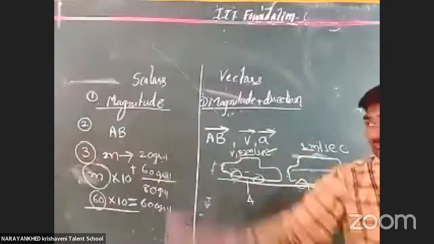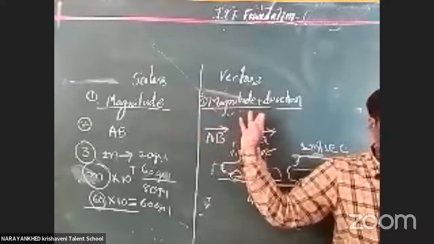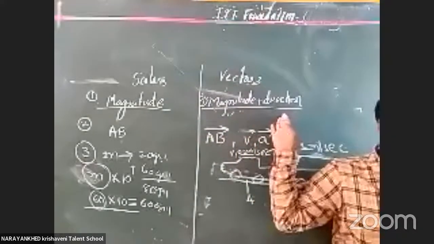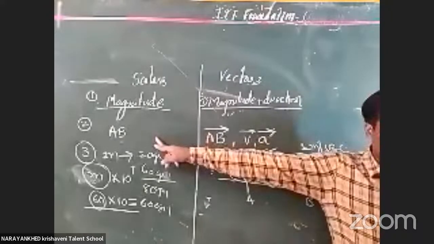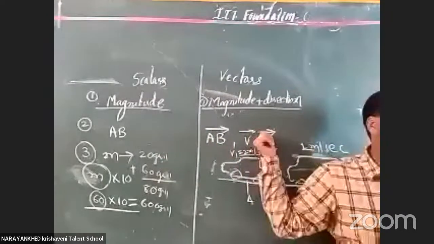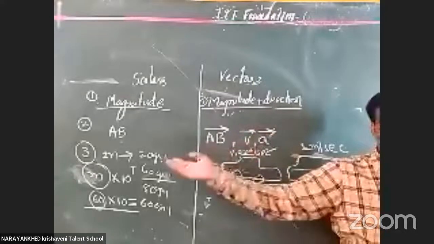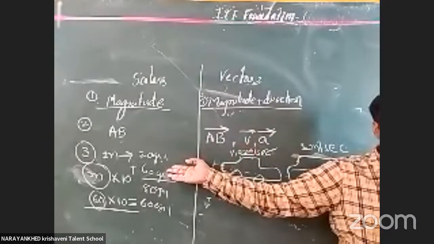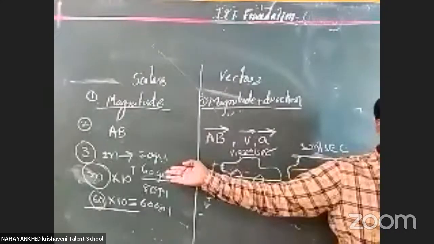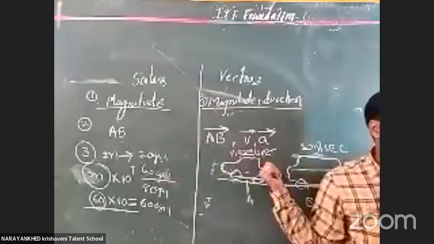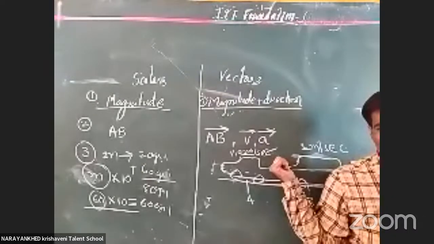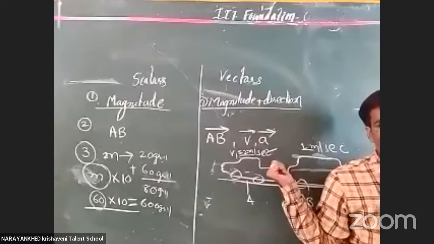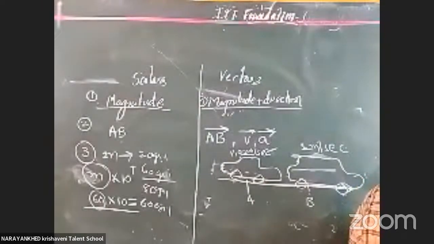First, only magnitude is enough for a scalar; for a vector, both magnitude and direction are required. Next, we represent scalars simply by letters, but vectors compulsorily with an arrow mark over the letters. And the mathematical operations: normal mathematical operations are enough for scalars, but not for vectors. We require some special mathematical operations here. Got it or not? I hope you got it. These are the differences between vectors and scalars.